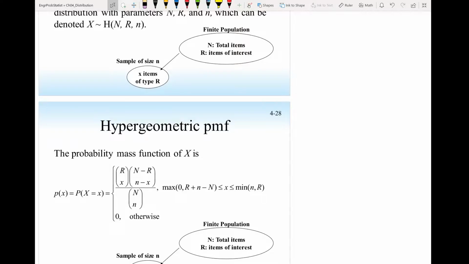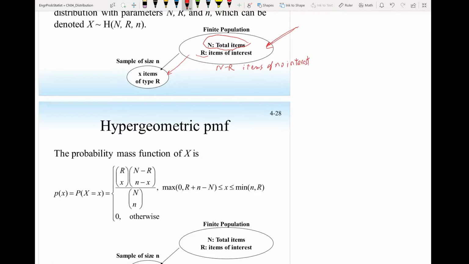The hypergeometric is different from the binomial distribution in the following way. The population is small. It's not large. So whatever item I pick from this population into the sample will impact the probability of the second item I pick, since the size of this population is small. So let's assume in this population, the total is N, items of interest R, so N minus R will be items of no interest.